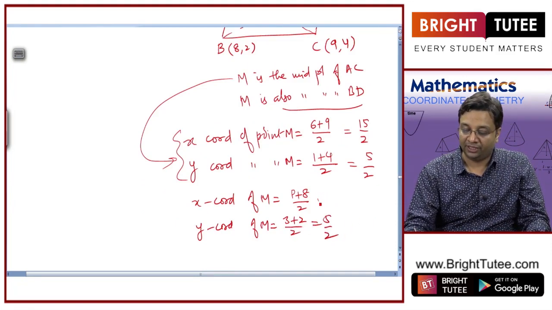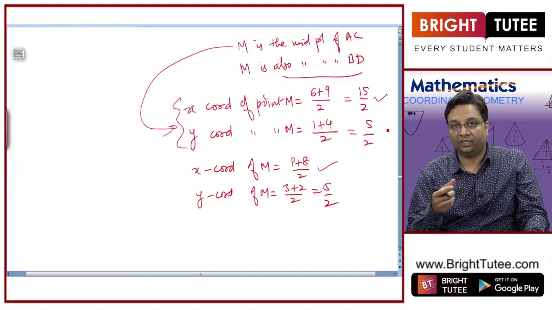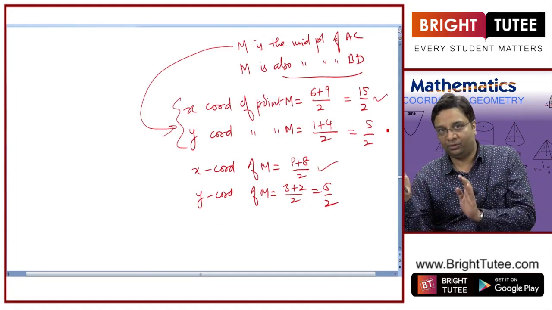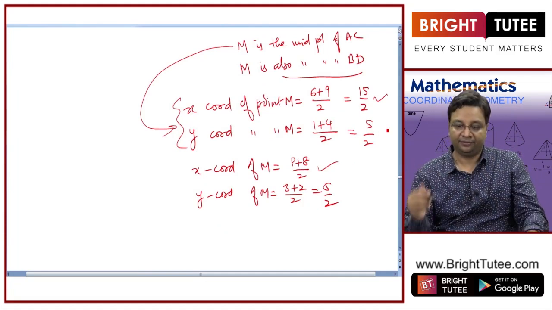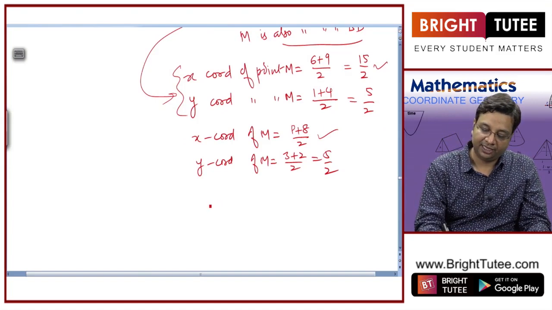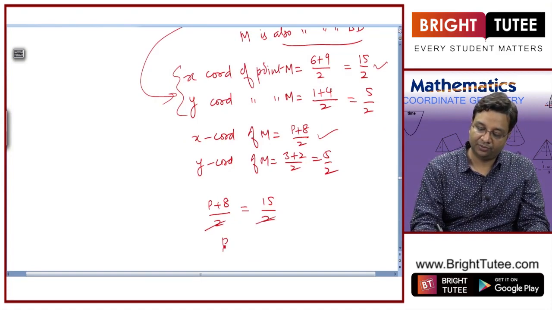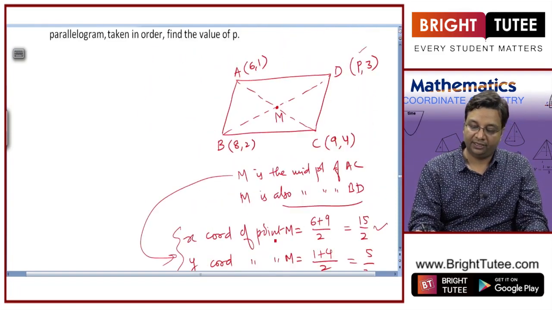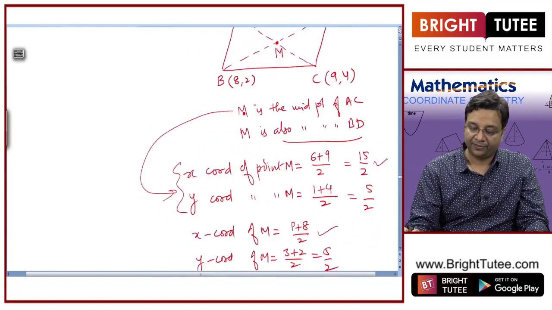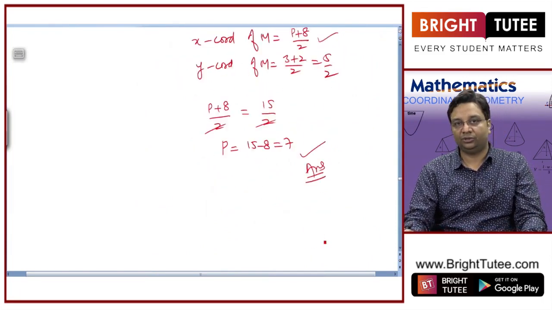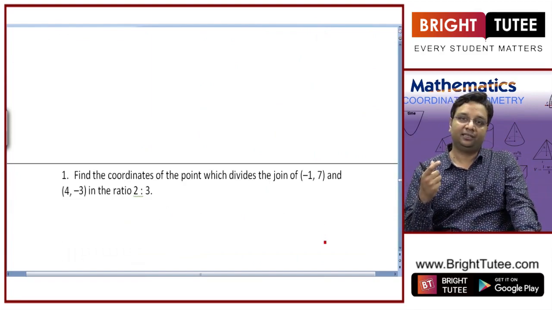So we can compare the x coordinates, because the x coordinate and y coordinate of M are always going to be the same whether we look at it from this diagonal or that diagonal. P plus 8 by 2 is equal to 15 by 2. So this 2 gets cancelled. So P is equal to 15 minus 8, which is equal to 7. So the value of P is equal to 7. We have just used the property of a parallelogram that the diagonals bisect each other.